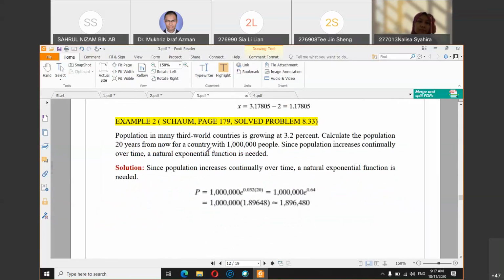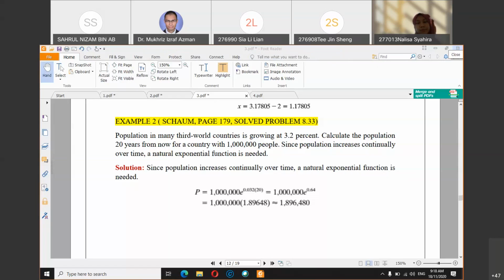Population in many third world countries. This question needs us to find the population increasing continually over time. A natural exponential function is needed. So this is how to calculate the population.